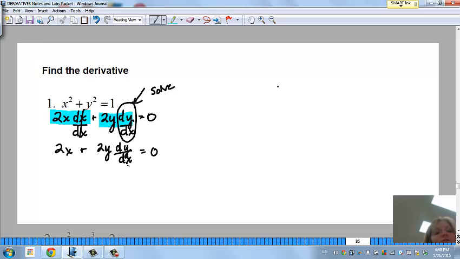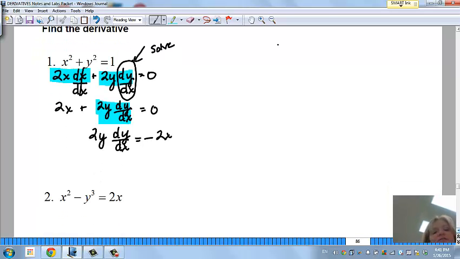Okay, now we're going to try to solve for this. So this is a term right here. What I'm going to do is move this 2x over to the other side, so I'm just going to subtract 2x from both sides. Now I have 2y dy/dx equals negative 2x. Now I just want to solve for dy/dx, so I'm going to divide both sides by 2y.